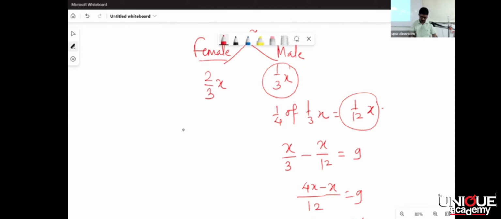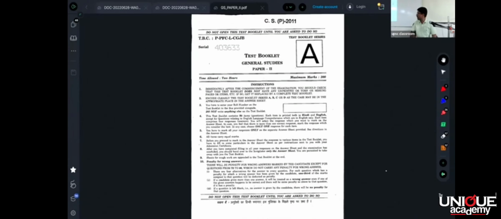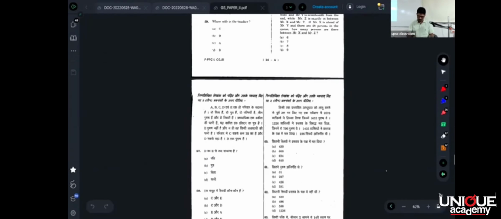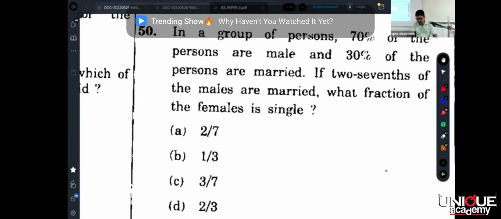Directly, the first year of the CSAT pattern, 2011. I would like to share this screen from the question paper only. So here it is, the 2011 question paper. Question number 50. Just a minute. Okay, so you can copy this question or you can just put the reference: CSAT 2011, question number 50.